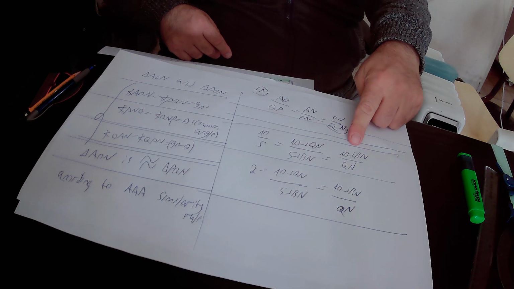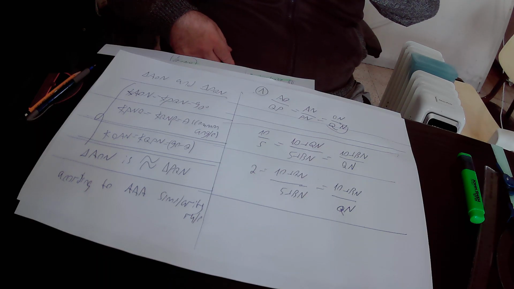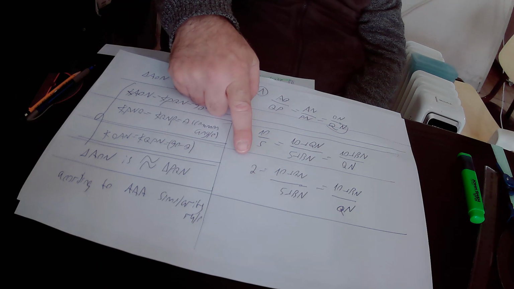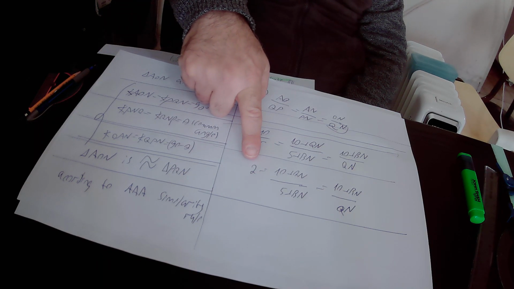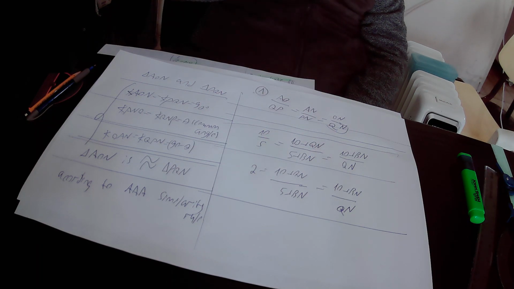Again, ON equals 10 plus BN over QN. QN is the missing side, so we leave it as it is. Here 10 over 5 is 2, so 2 equals 10 plus QN over 5 plus BN, and it also equals 10 plus BN over QN.